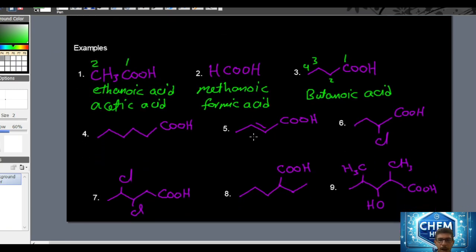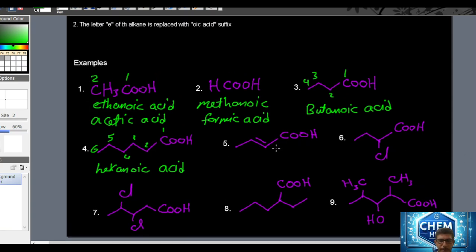How about this one? Would you start from the left or the right? You start always from the right. One, two, three, four, five, and six. So, what do you think the name of this compound is? This is hex, and then ane, hexanoic, hexanoic acid.